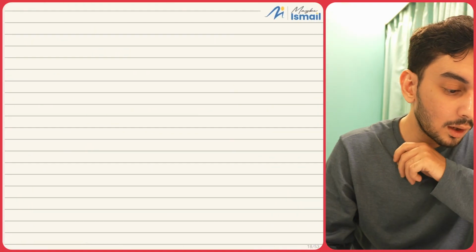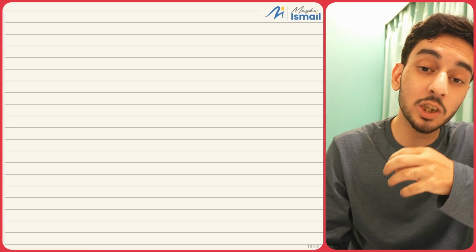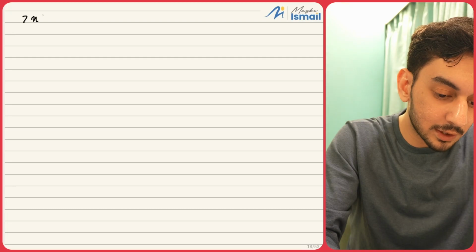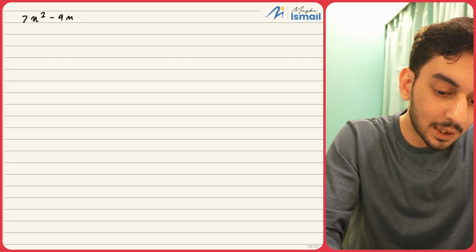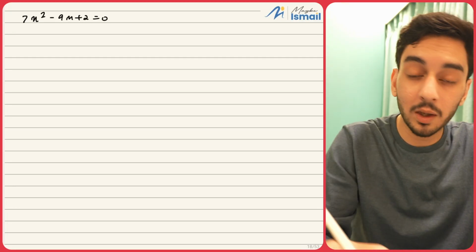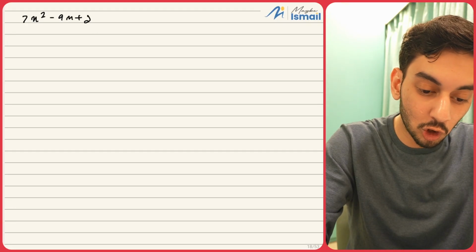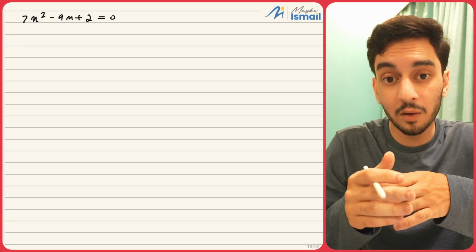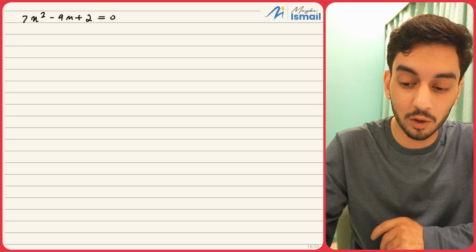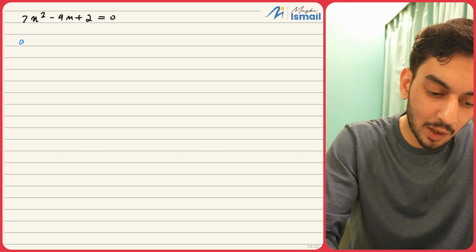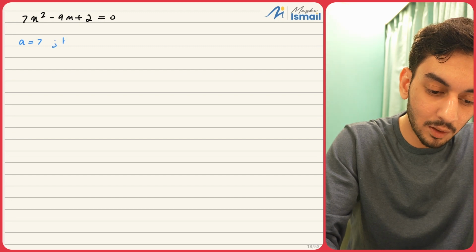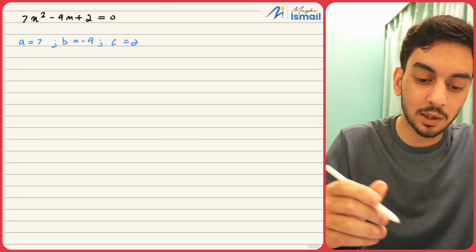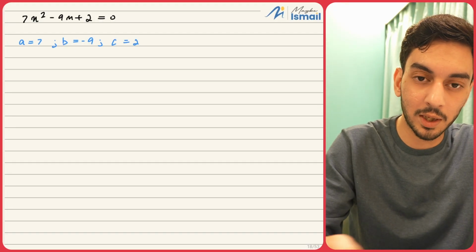The next question says: find the nature of roots of the given quadratic equations. So I have a quadratic equation, which is 7x² - 9x + 2 = 0. The question does not ask me to solve the quadratic equation. It just says find the nature of the roots. Would it be real? Would it be imaginary? If it is real, then how would it be? So I just write the values of a, b and c first. a is 7, b is negative 9, and c is 2.